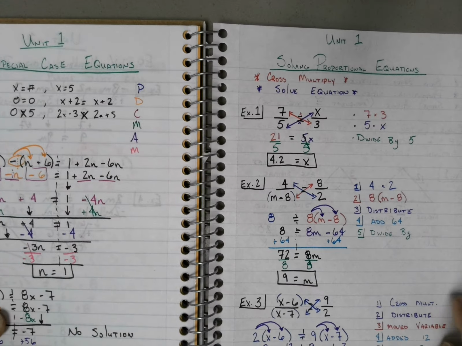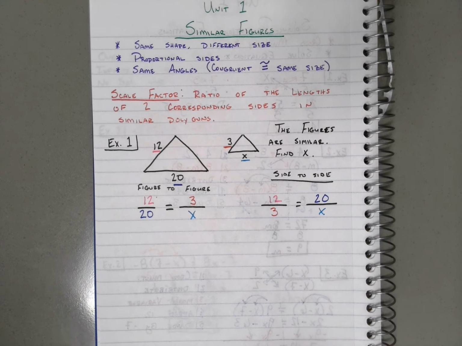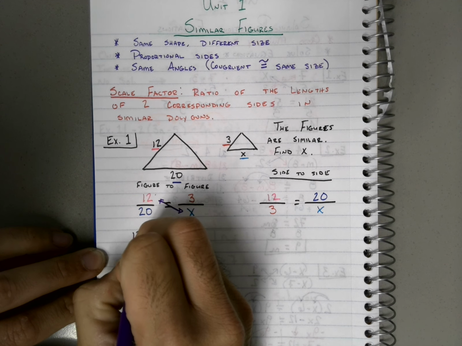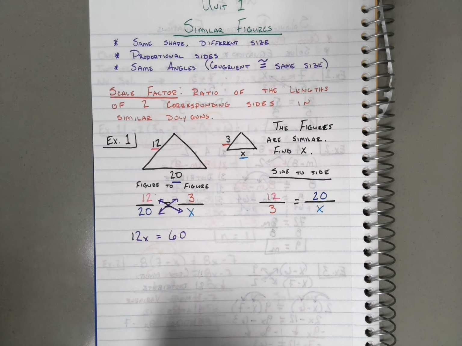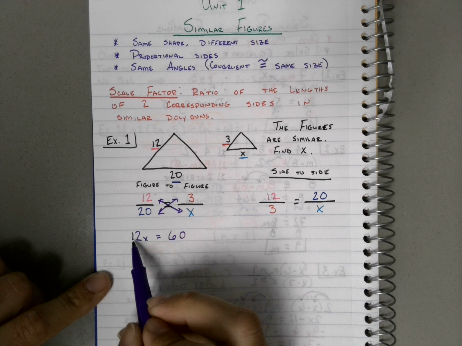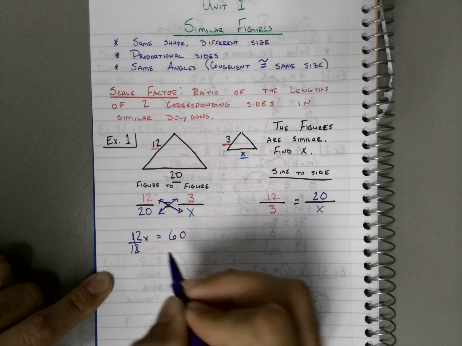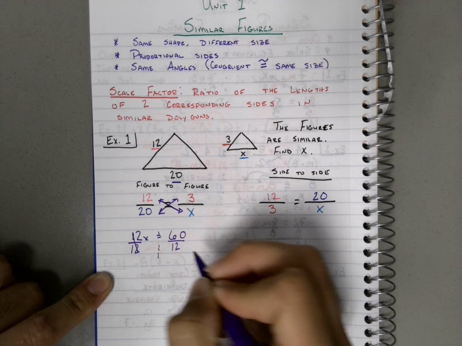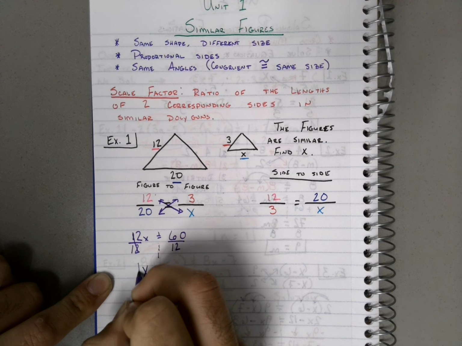So look at our proportional notes here. What do we do? We cross multiply. We're going to do the same thing here. So let's cross multiply. What is 12 times x? It's 12x equals 3 times 20 gives you 60. Now I have a one-step equation. When I have a number and a variable side by side, it means multiply. The opposite of multiplication is division. Divide by 12. What you do to one side, you do to the other side. Divide by 12. The only thing that's left here is x equals 60 divided by 12, which is 5.